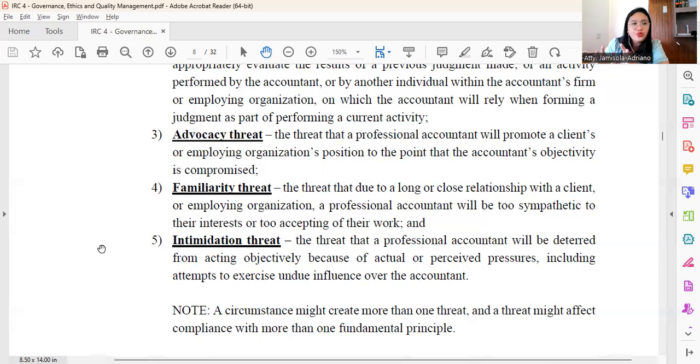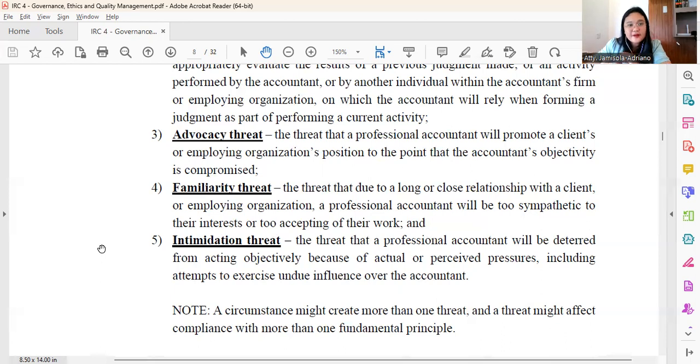So what should you do? Because you already know there is a familiarity threat. That's why we have this so-called rotation. So after a few years of handling this client, you have to reassign this to another auditor.